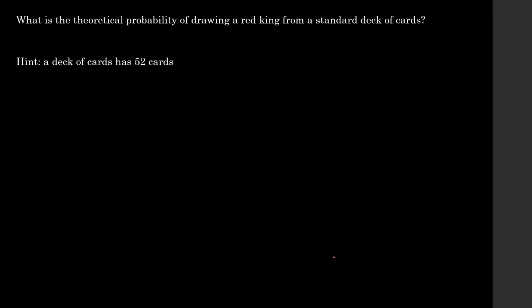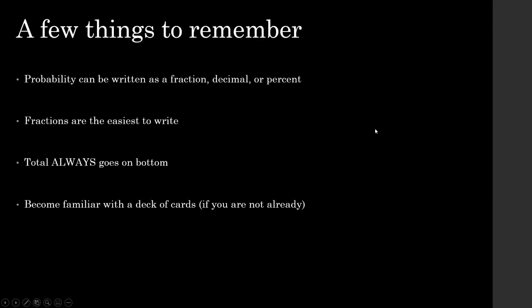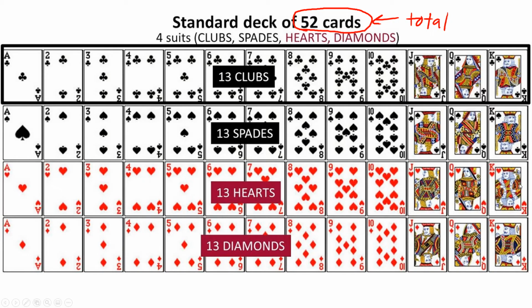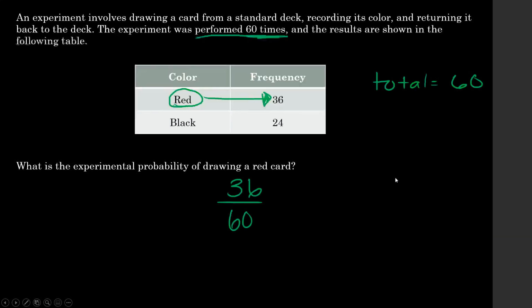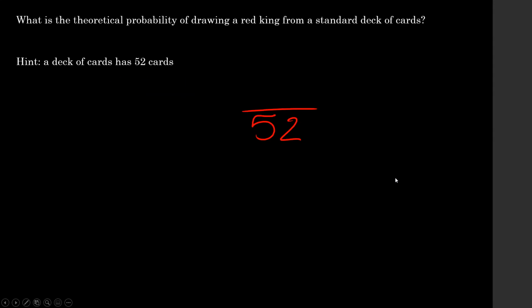What is the theoretical probability of drawing a red king from a standard deck of cards? Here, remember that a standard deck of cards has 52, right? So there's 52 total options, and I need to know how many of those 52 are red kings. Well, if I go back to the picture that I have here, I see 1 red king and 2 red kings. I can either draw a king of hearts or a king of diamonds. The other 2 kings are black, so those don't count because the question is asking us for red kings. Which means that on this problem, I would have a 2 out of 52 chance of drawing a red king.